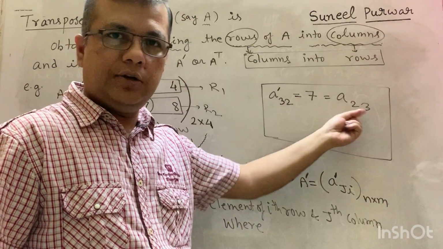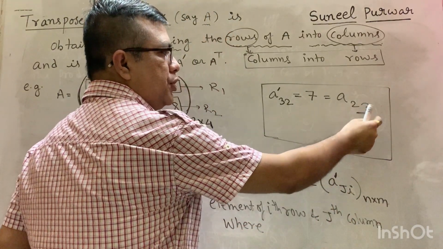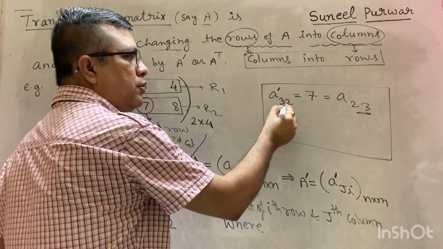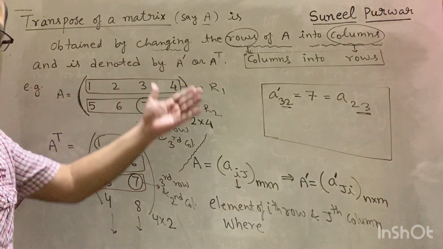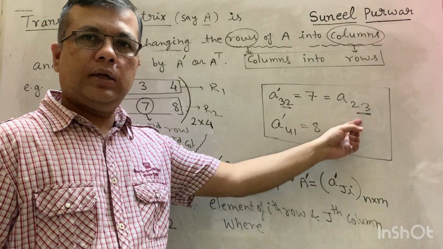पर जाएगा. Can you see, if in the original matrix an element is at 2 3 position, then in the transpose it will go to 3 2 position. You can keep on verifying this. Now this thing we can verify for other elements as well.